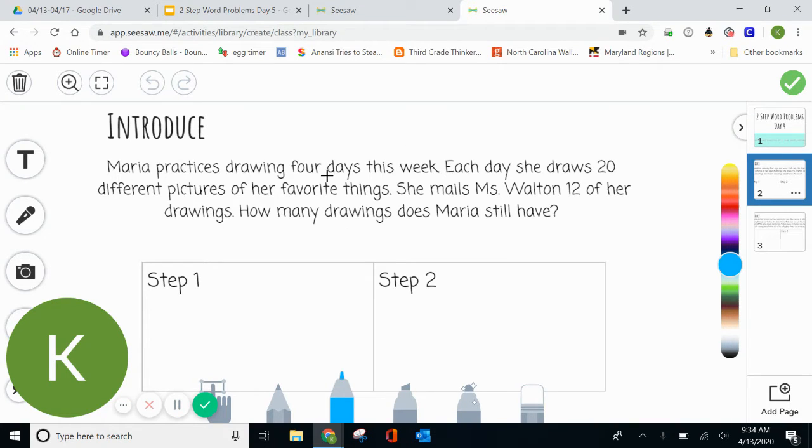Maria practices drawing 4 days this week. Each day, she draws 20 different pictures of her favorite things. She mails Miss Walton 12 of her drawings. How many drawings does Maria still have? So just like all the other days, I'm going to start with underlining this question. I need to know how many drawings does Maria still have?